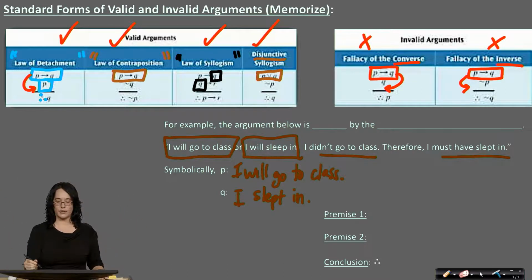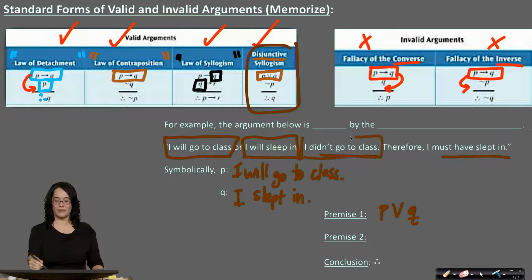We have premise 1, I will go to class or I will sleep in. So that would be P or Q. Notice that is a disjunction. So if it's going to be any of the standard forms above, the only option here is the disjunctive syllogism because the rest are if-then statements, right, for their premise 1. For premise 2, it says, I slept in. Is that right? No. Actually, premise 2, I looked at Q by accident. Premise 2 is right here.